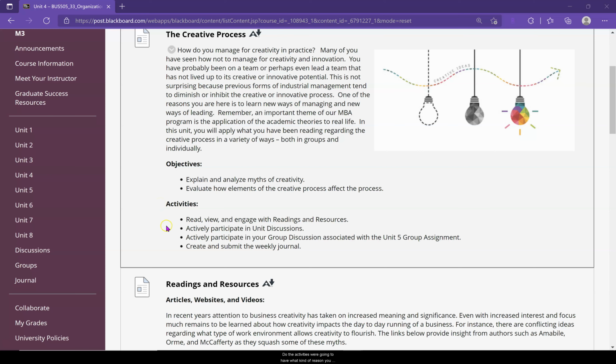So the activities: we're going to read, review, and engage with the readings and resources. We're going to actively participate in the unit discussions. We're going to actively participate in your group discussion associated with the Unit 5 group assignment, which we'll touch on in just a minute. And we're going to create and submit the weekly journal.